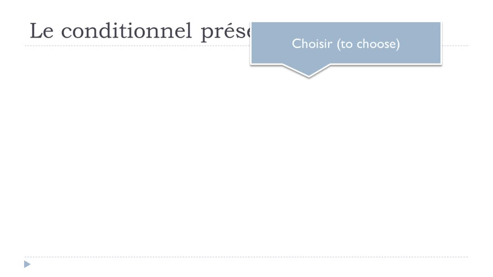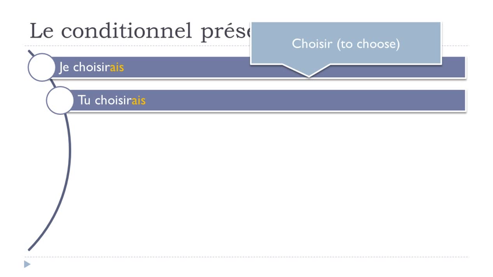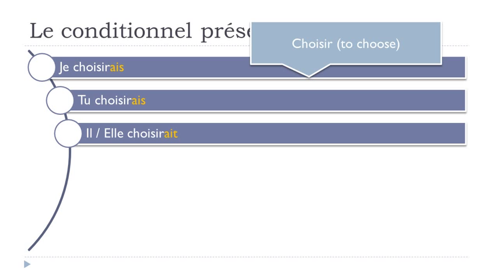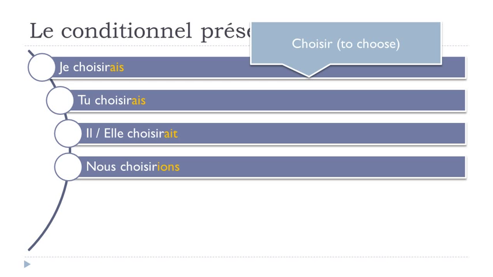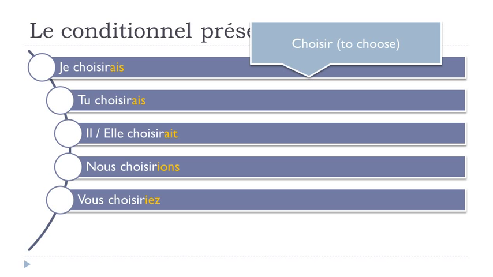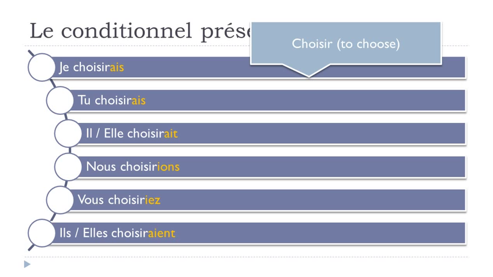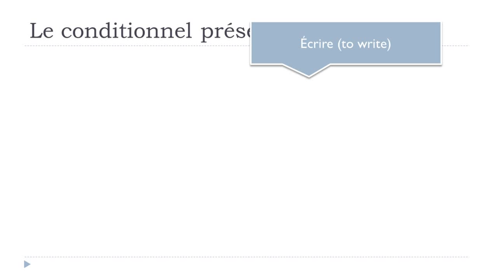Second example, choisir from the second group of verbs. Choisir is to choose. Je choisirais, tu choisirais, il choisirait, elle choisirait, nous choisirions, vous choisiriez, il choisirait, elle choisirait. Okay, not that difficult. And the last example, so for the third group, it's écrire.